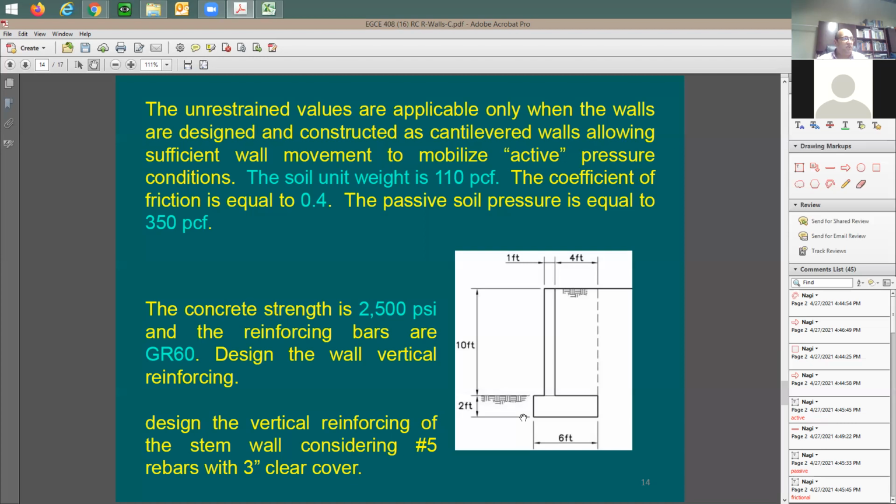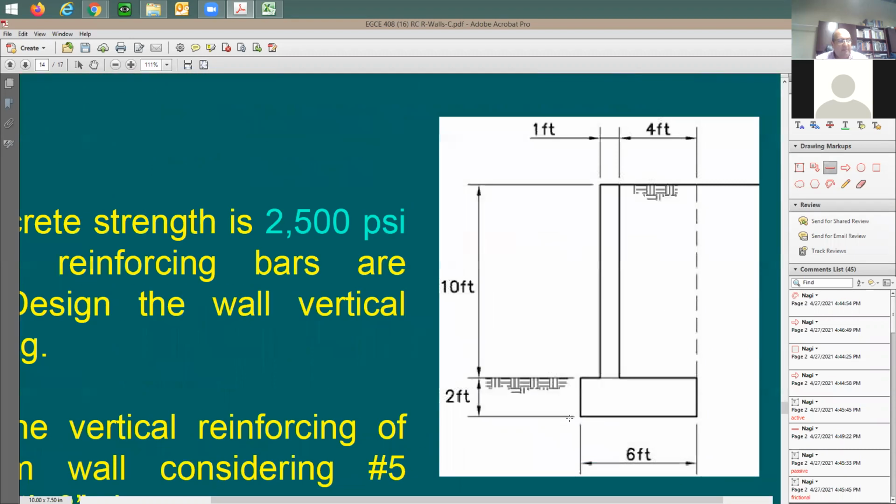One more thing that you need to work on. Concrete strength is 2500 psi, grade 60, and they say design the vertical reinforcing of the stem. This is going to be the stem. Consider number 5 rebars, and for sure the rebar location is going to be on this side.